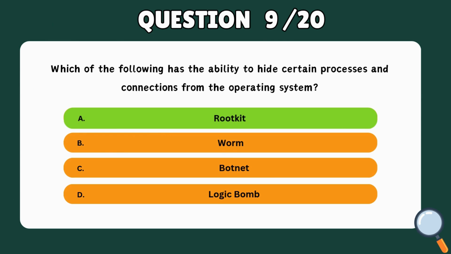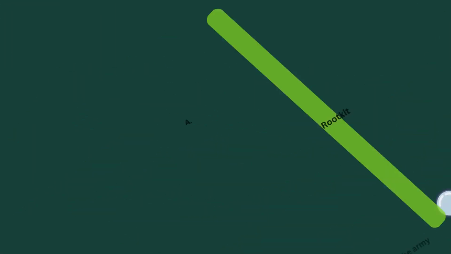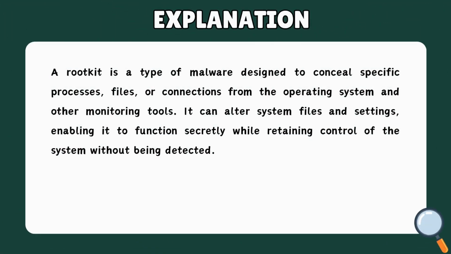Correct answer: A. Rootkit. A rootkit is a type of malware designed to conceal specific processes, files, or connections from the operating system and other monitoring tools. It can alter system files and settings, enabling it to function secretly while retaining control of the system without being detected.